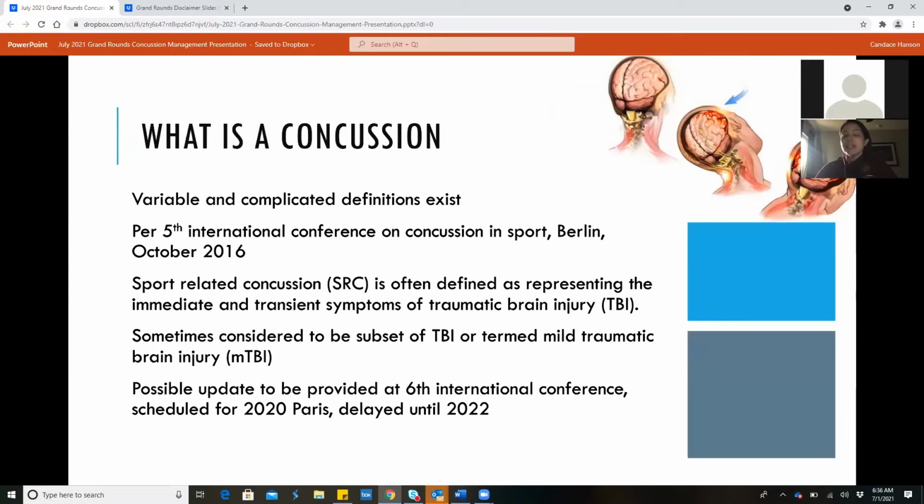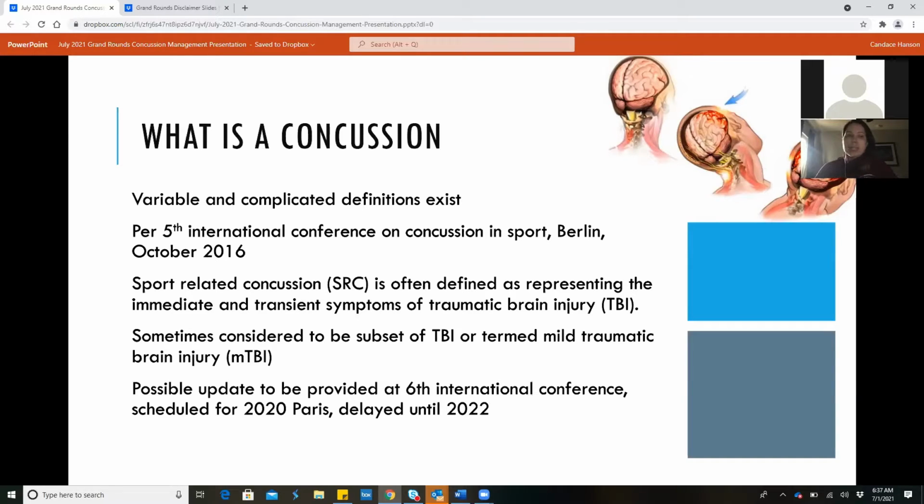So a concussion, the most difficult part probably about discussing concussion is coming up with a definition that everybody agrees on, and it's a pretty complicated definition. Most of the time when referring to the definition of concussion, we'll refer to the International Conference on Concussion in Sport. There's been 5 different renditions of this. Zurich was the 4th generation, which has been the one that I have most commonly seen cited, but in Berlin in October 2016, we updated this.